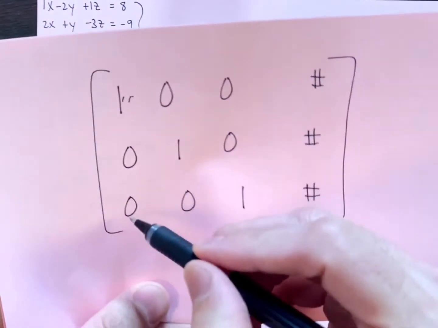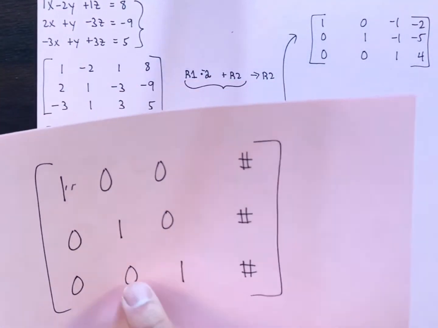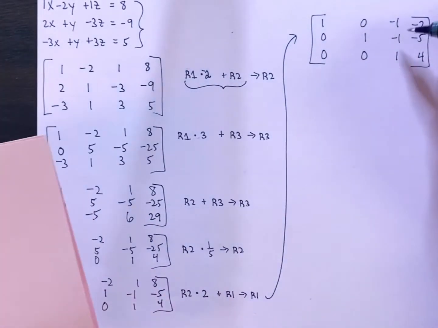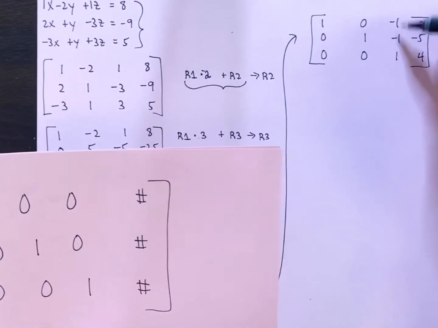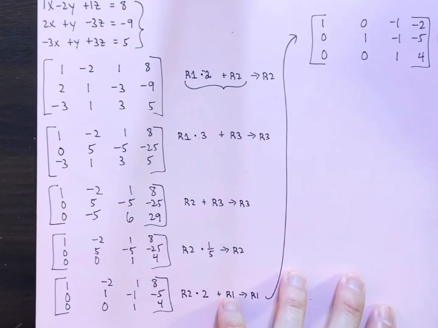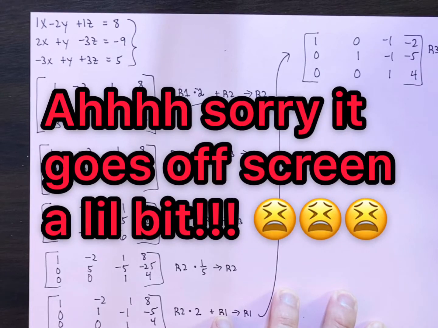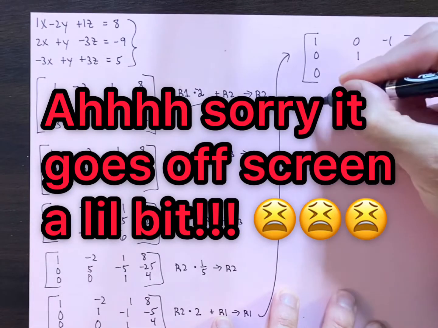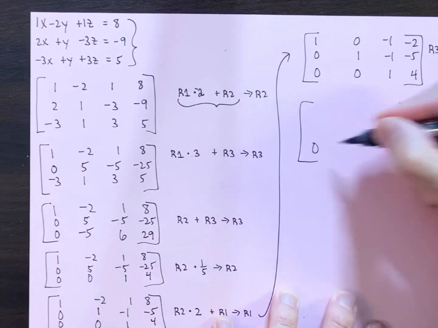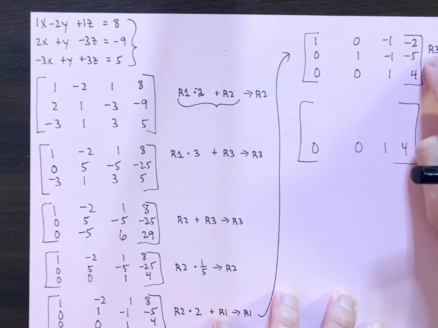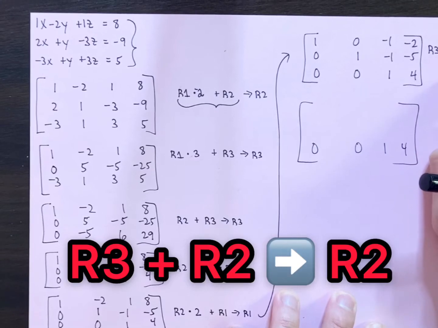I have my 1, 0, 0. I have my 0, 1, 0. There it is. I have a 1 here. Now I need both of these to be zeros. So why don't I do this? Why don't I go row 3 plus row 2 to get the new row 2? Bottom row stays as is. So row 3 plus row 2 to get the new row 2.